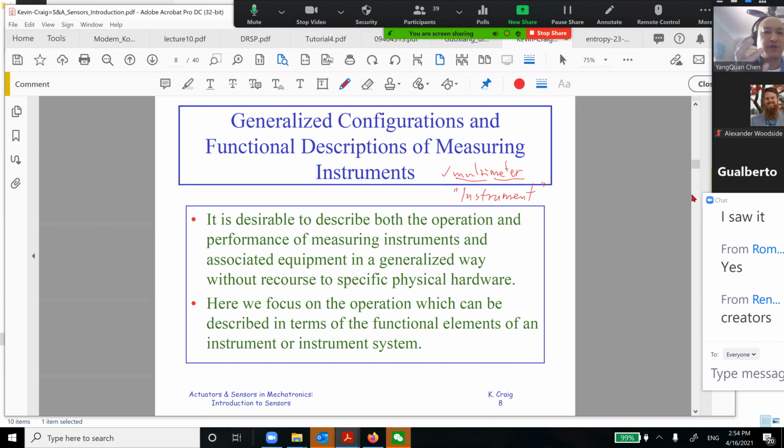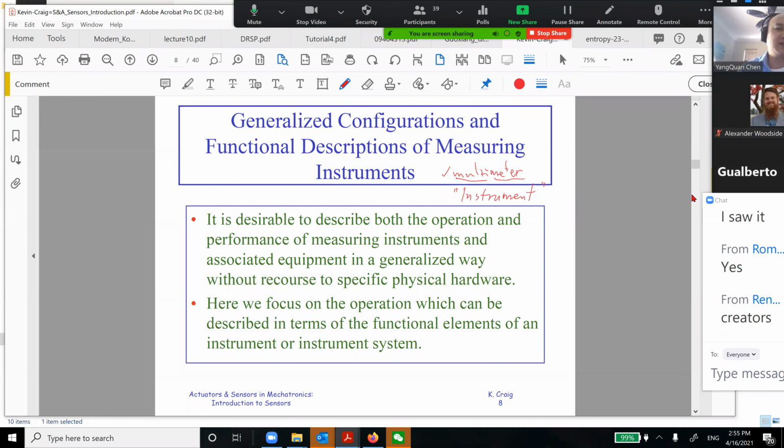So an instrument is something built on top of sensors. If something, say this is a sensor, it's usually not enough. The sensor alone is useless, let's say that way. You have to wrap up the sensor from an instrument point of view.